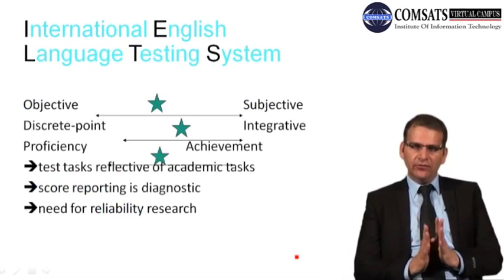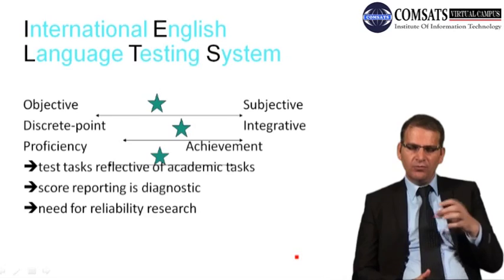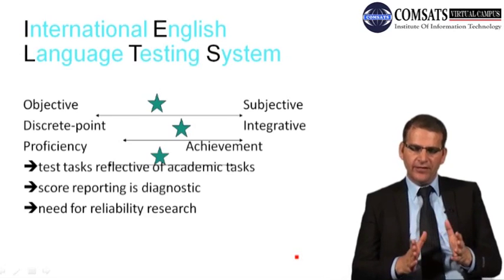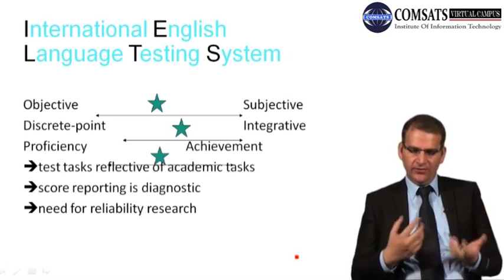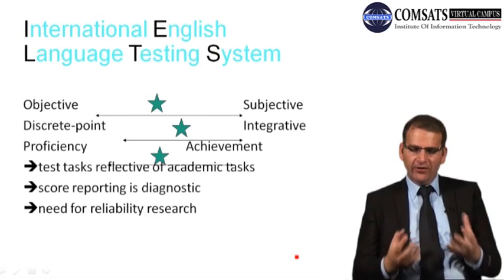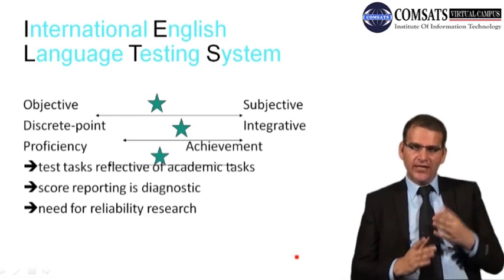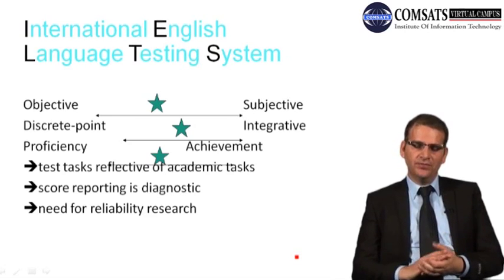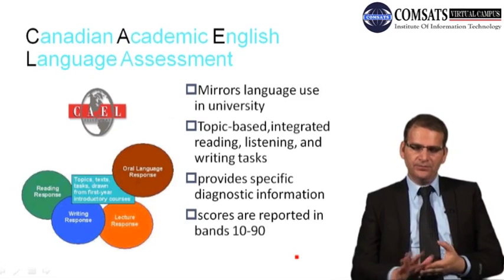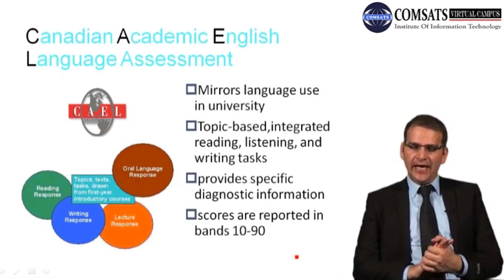See here, of course, the ways to describe this test can be objective, subjective, discrete. These stars are important, right? And then proficiency and achievement, test task reflective of what? Reflective of academic tasks, right? And score reporting is diagnostic, need for reliability research. This is what your IELTS means. CAEL, Canadian Academic English Language Testing Assessment.